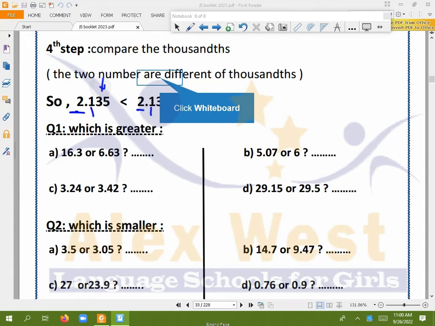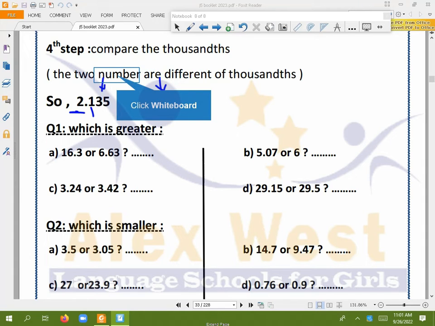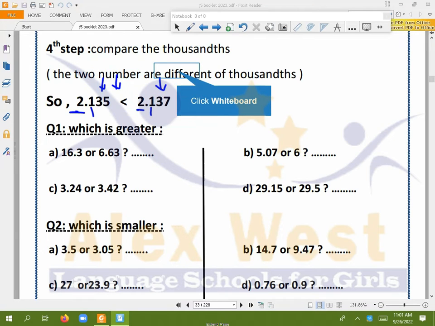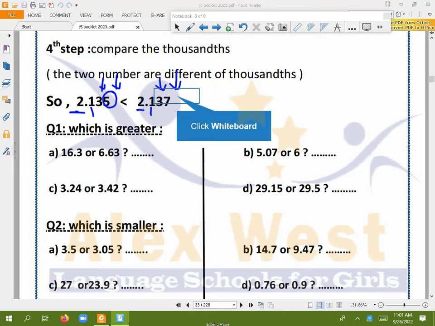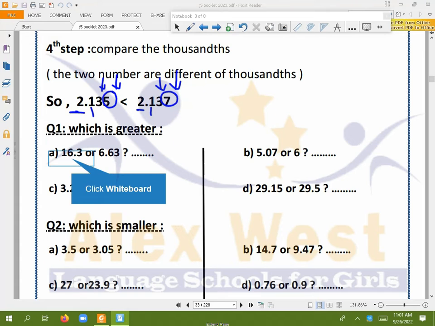Here we have a 3 and 3, so we move to the next digit, 5 in the thousandths place and 7 in the thousandths place. Here we have a difference between the two of them, so 5 is less than 7.